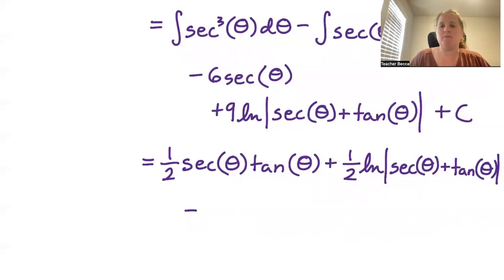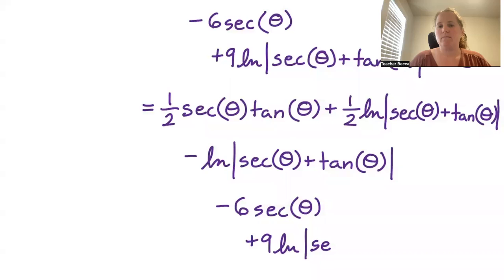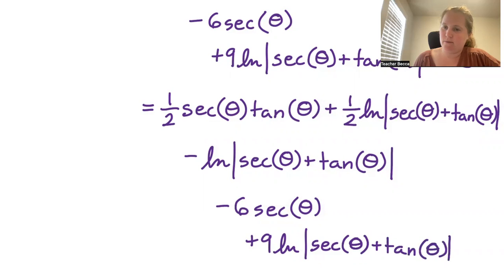So I apologize, I need to update my screen. All right, so the line we're on now, we should have our antiderivative equal to 1/2 times secant theta tan theta plus 1/2 times the natural log of secant theta plus tangent of theta minus the natural log of secant theta plus tan theta minus 6 times secant of theta plus 9 times the natural log of secant of theta plus tangent of theta. And then we have plus c.